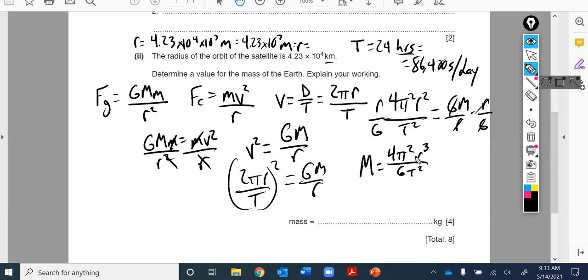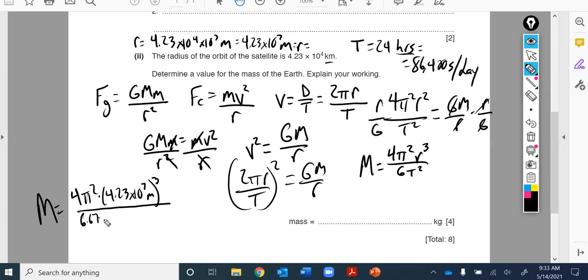Now I just have to substitute in some values. So I'm going to do that over here. M equals 4 pi squared times, now R we said was 4.23 by 10 to the 7 meters, cubed, over G, which is 6.67 by 10 to the minus 11. The units are such that everything cancels besides kilograms in the numerator. So SI units in, SI units out, we already took care of that. And then T is 86,400 seconds, and we have to square that.